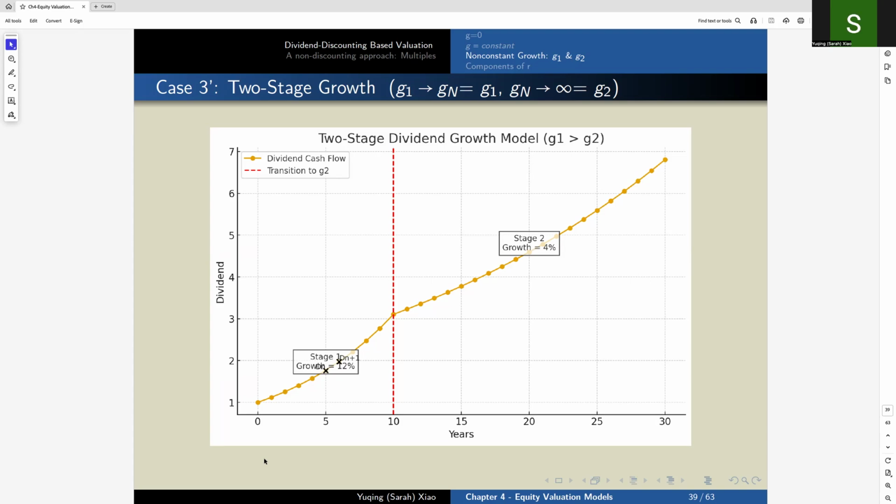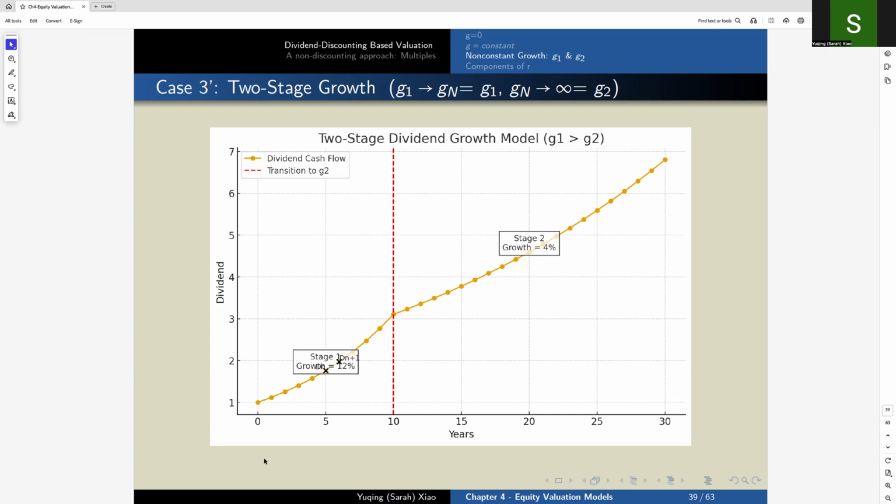Here we assume the company grows at one constant rate, say 12% per year, for a fixed number of years. Then after that period, it switches to a lower sustainable constant growth rate, like 4%. The logic is the same as before.